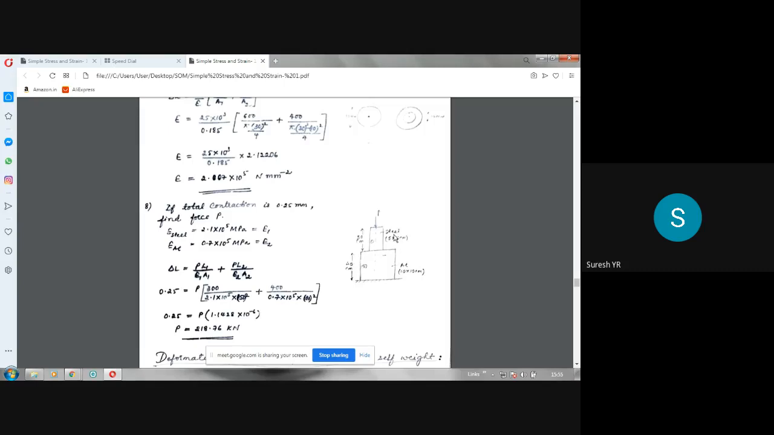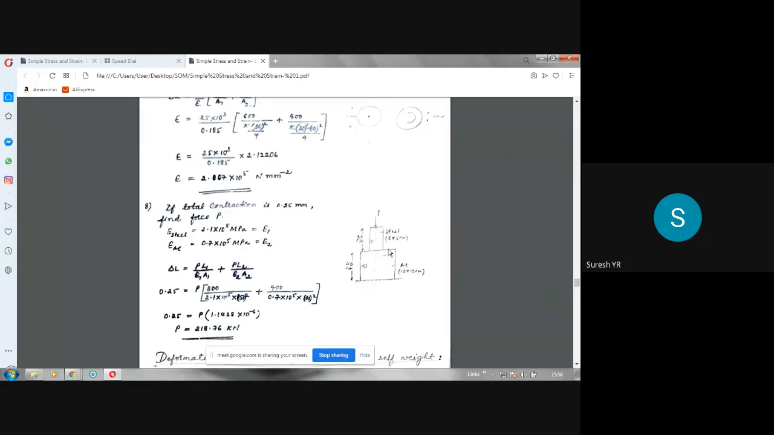So in this case also, what is given is the total contraction. Here it becomes contraction because P is a compressive force. So there are two bars here. P is acting like it is supported on the ground, let us say. So P is acting downwards, which means it's compressive. If P is given like this, then it is tensile, but it is acting downwards. It's a push force, a compressive force.